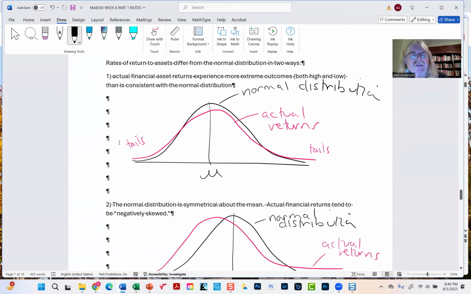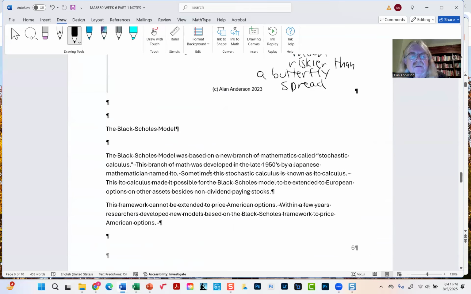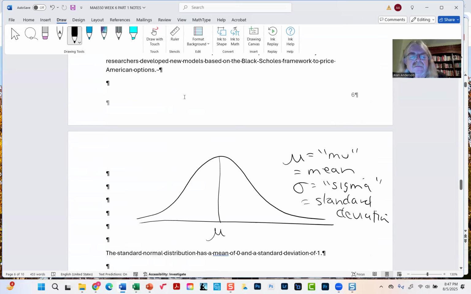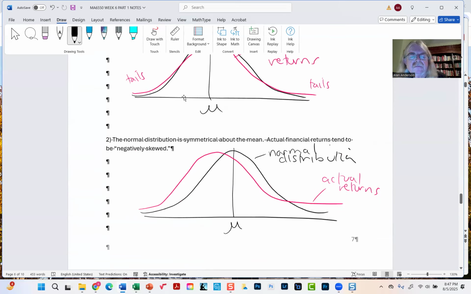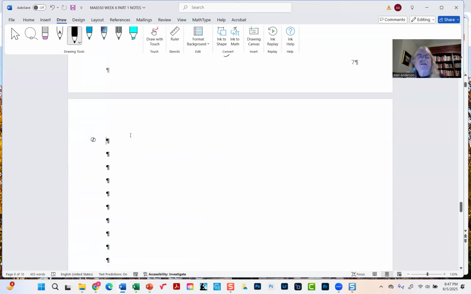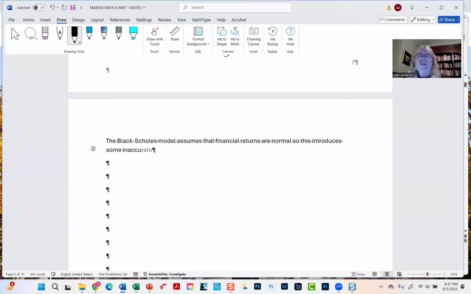Now another assumption of Black-Scholes. Let me add this at the end as a summary. The Black-Scholes model assumes that returns, financial returns, are normally distributed.